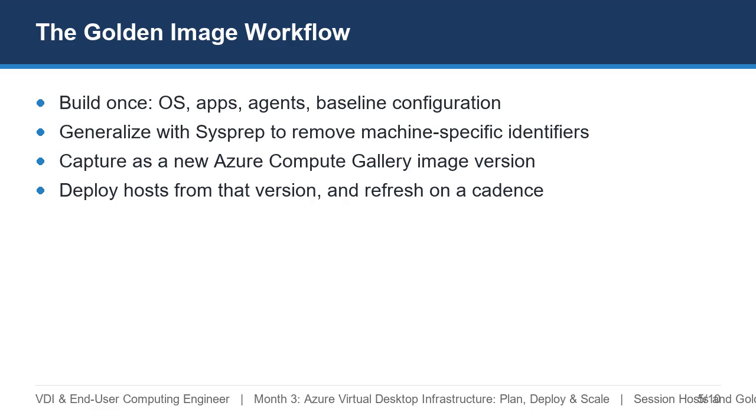A golden image is built once, tested once, and rolled out consistently rather than configured host by host. Build the image with your OS, applications, agents, and baseline configuration in place. Generalize it with sysprep to strip machine-specific identifiers. Capture the result as a new version in an Azure Compute Gallery image definition. Then deploy new session hosts from that specific version, and repeat the whole cycle on a regular refresh cadence.